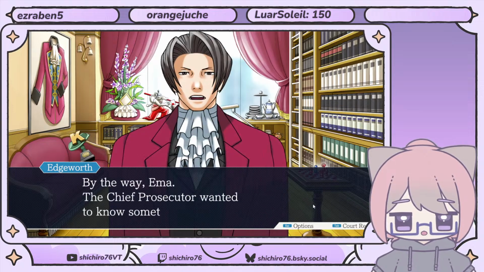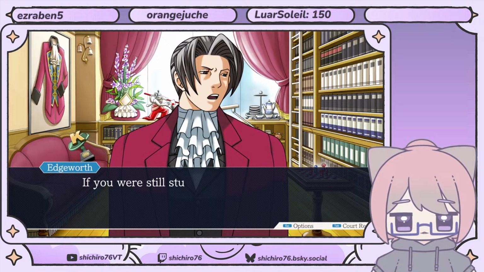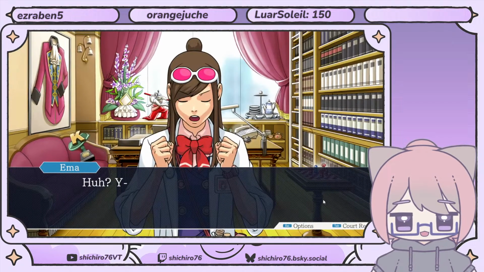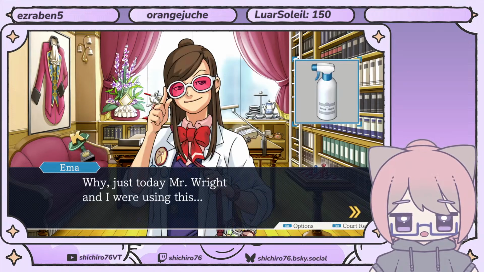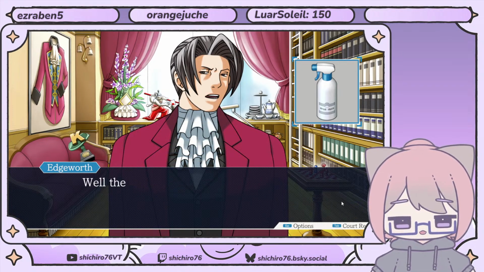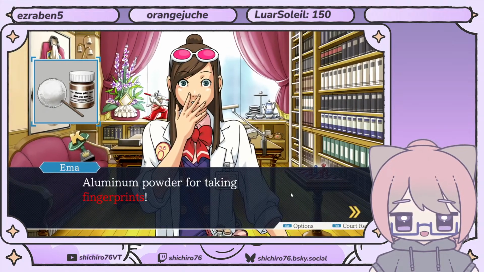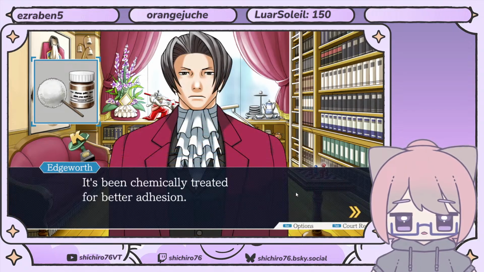By the way, Emma, the chief prosecutor wanted to know something. My sister? What? If you were still studying forensic science. Huh? Yes, of course. Why, just today, Mr. Wright and I were using this. Luminol testing fluid. Well then, you might have use for this. Aluminum powder for taking fingerprints. It's been chemically treated for better adhesion.